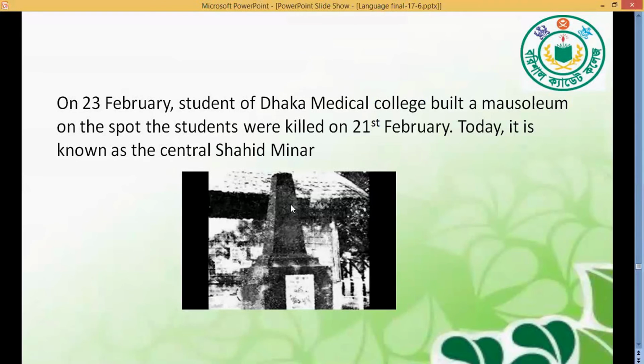On 23rd February, students of Dhaka Medical College built a monument on the spot where the students were killed on 21st February. And today, it is known as the Central Shahid Minar.